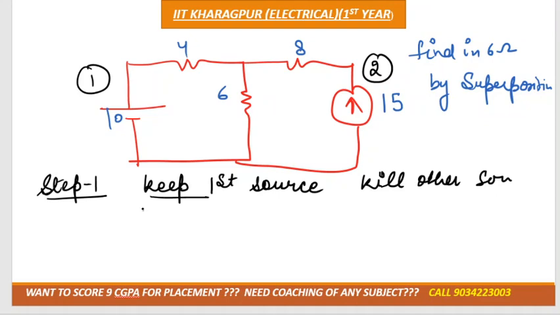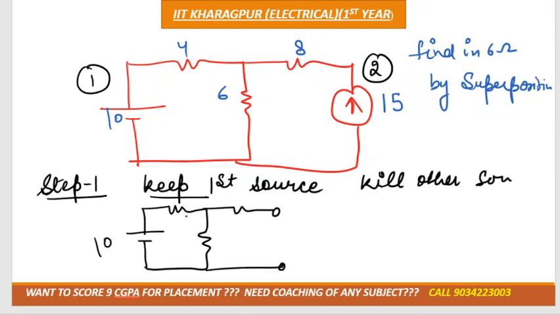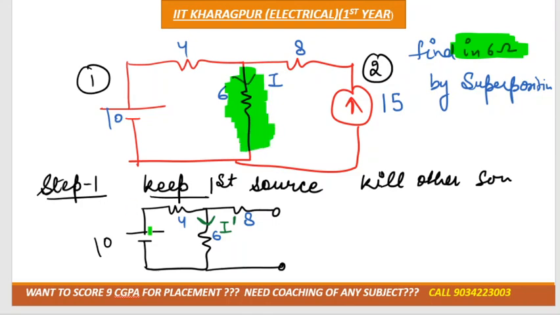So we'll keep the first source, that is 10 volt, 4 ohm, 6 ohm, and the current source must be open, right? The rest of the diagram will be the same. Suppose current I is flowing here from up to down. In this case also current will flow from up to down, but this time we'll mark it as I dash, because they are asking for the current in 6 ohm. So we need to calculate I dash only.